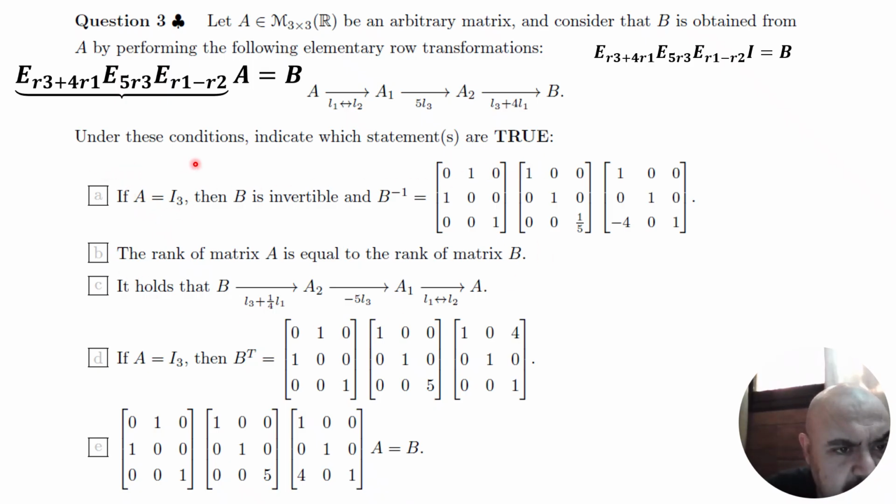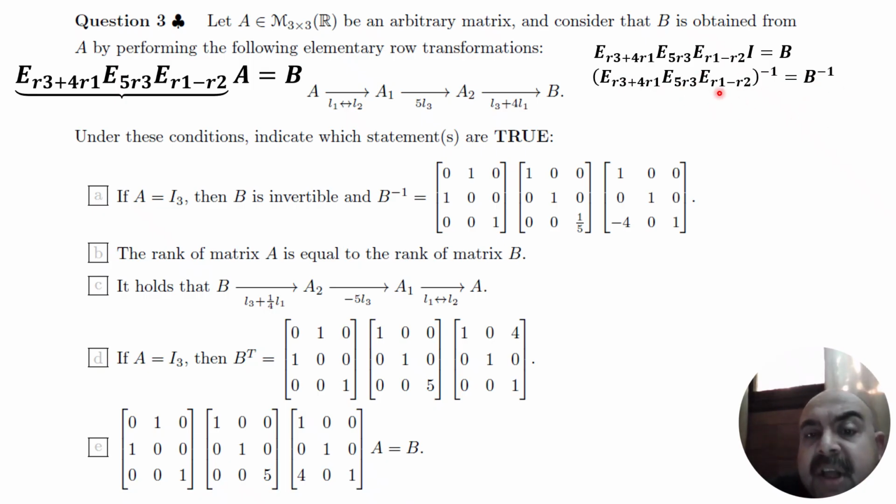He is asking you once more, under these conditions, indicate which statements are true. If A is I3, meaning the E matrix is the unit matrix, then B is invertible. And B minus 1 will equal all of these. I will do this step by step. I will start with replacing A by the unit matrix. Then I will try to get the inverse of both sides. This is B minus 1.